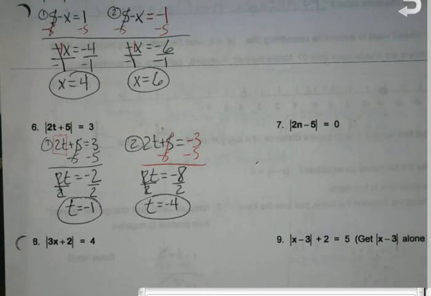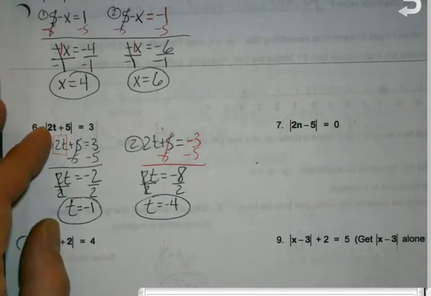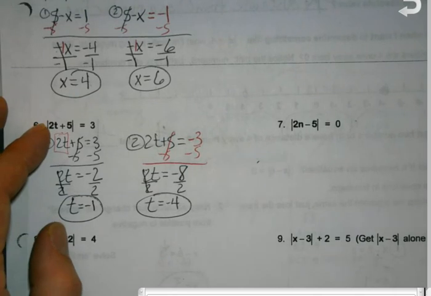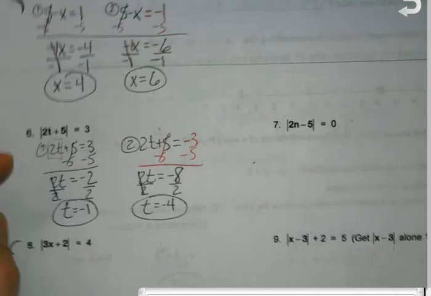The only other main twist that can get thrown at you on this is that my absolute value has to be by itself before I can split it. For example, we have number 9. Number 9, my absolute value isn't by itself right away. So I got one step I got to do before I start this problem, actually.